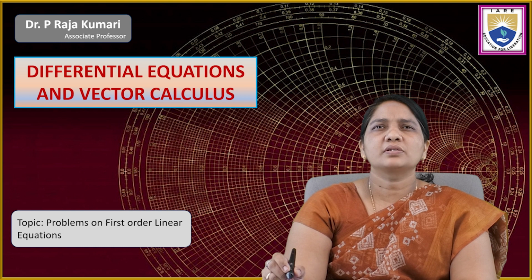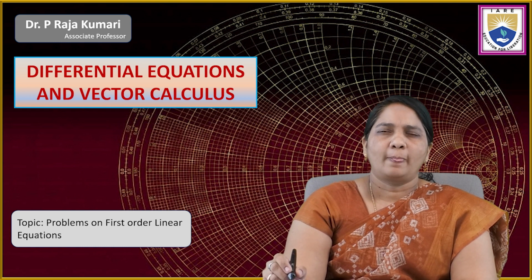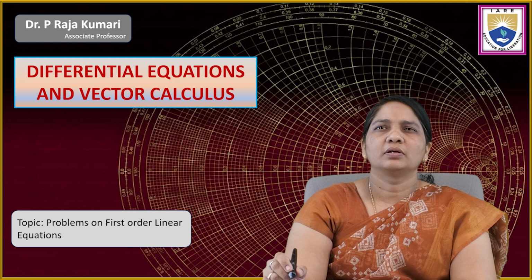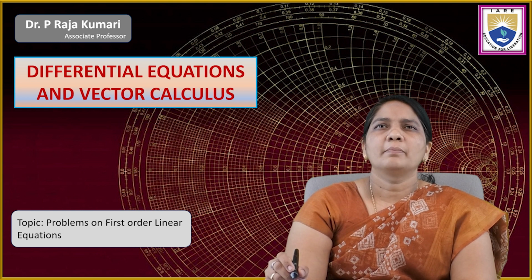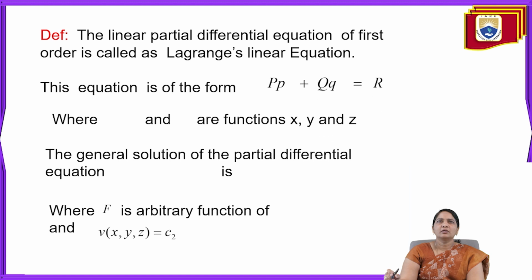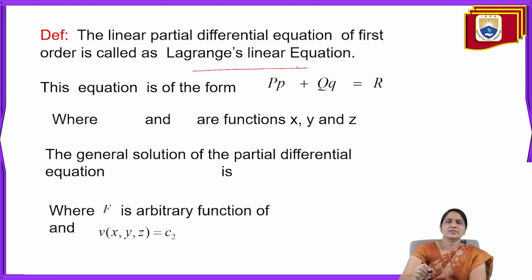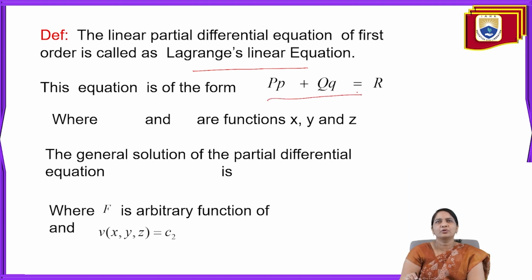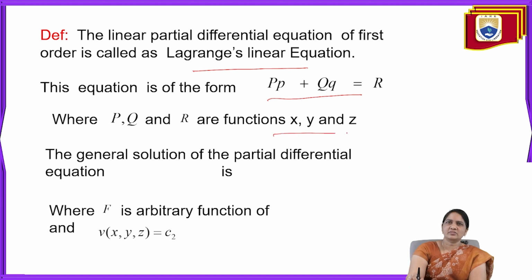Today, I would like to discuss some more problems on method of multipliers. So we are going to solve the linear Lagrange's equation in partial differential equations. Here, a linear partial differential equation of first order is called Lagrange's linear equation. Already we know this. We can write it in the form P p plus Q q equals R, where P, Q and R are functions of x, y, z. These are all details we already discussed before.